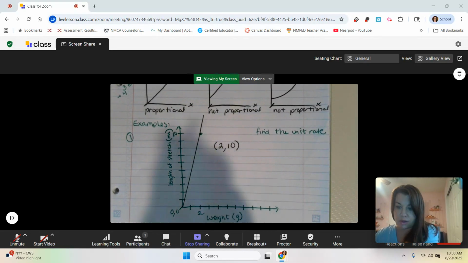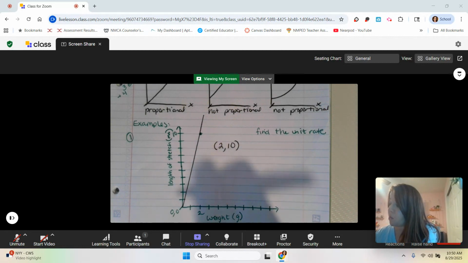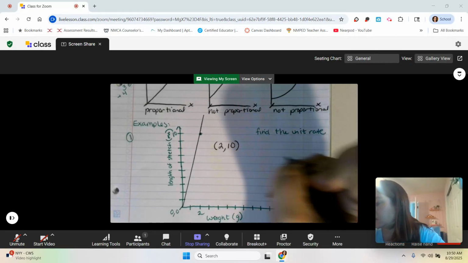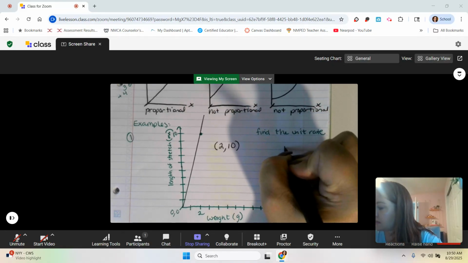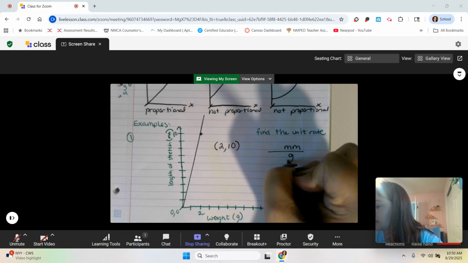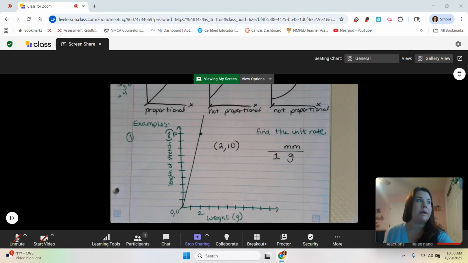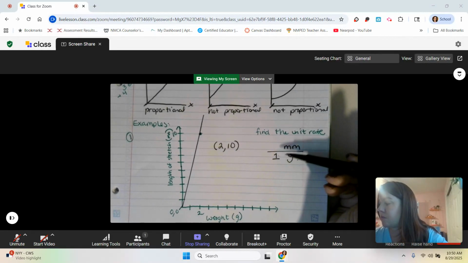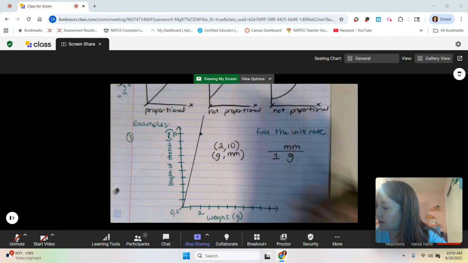Well, if I'm looking for the unit rate, remember I want it to be out of 1. Usually how this would be listed in ratio form would be millimeters out of grams. So we're looking for, out of 1 gram, how many millimeters, and that's how the question is listed. It's millimeters to grams. So we want it to be out of 1.